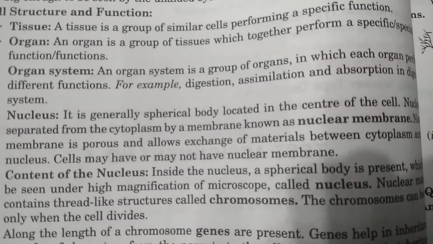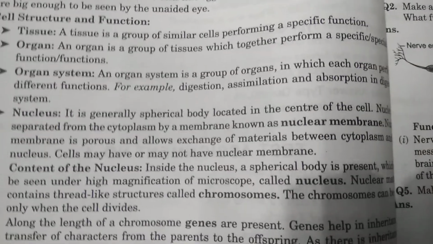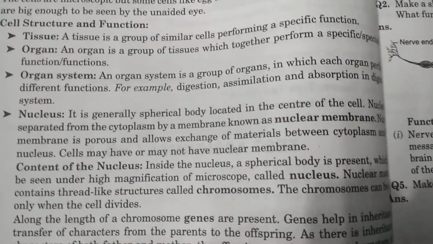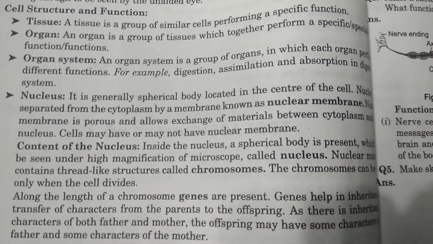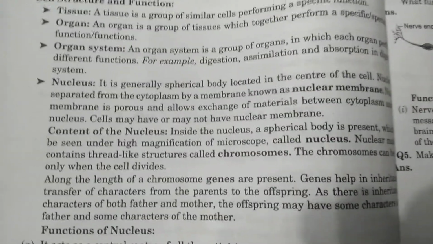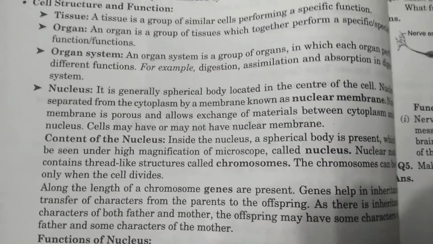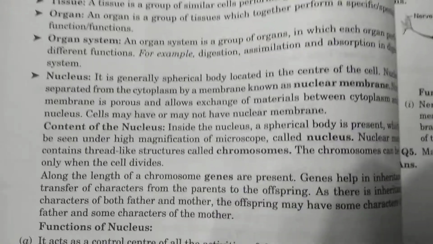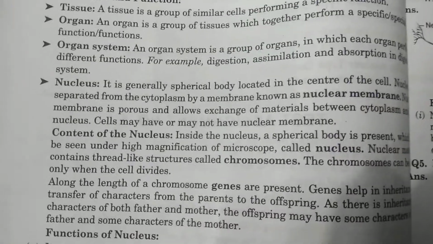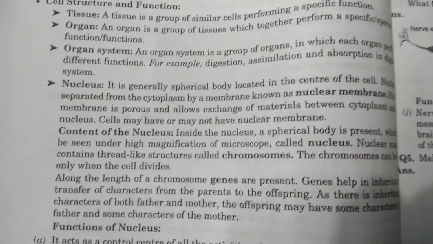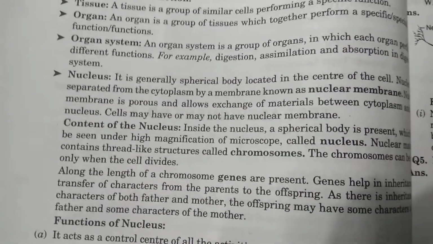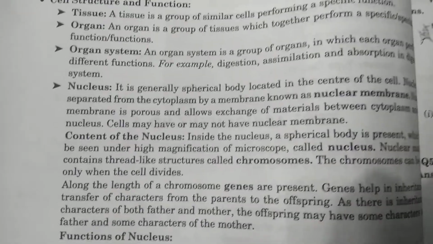Tissue. A tissue is a group of similar cells performing the same function. Organ. An organ is a group of tissues which together perform a specific function or functions. For example, the stomach is an organ. The heart is an organ. Each one of them will do their own work. The heart will not interfere with digestion. In the same way, the stomach will not help in pumping blood to various parts of the body.